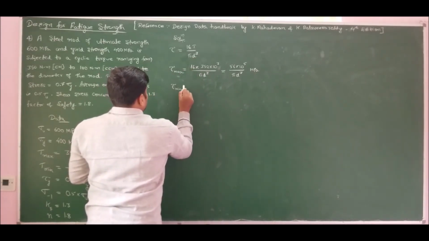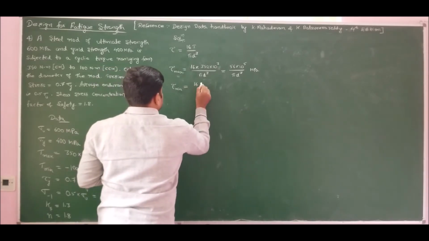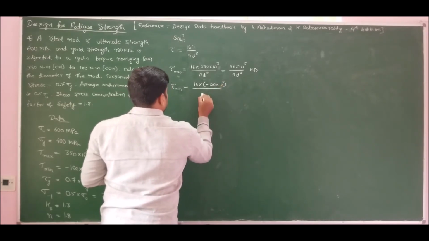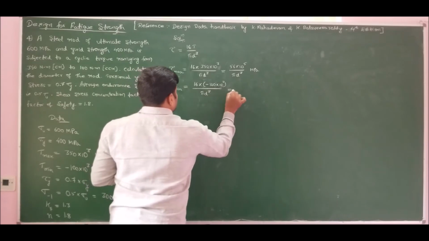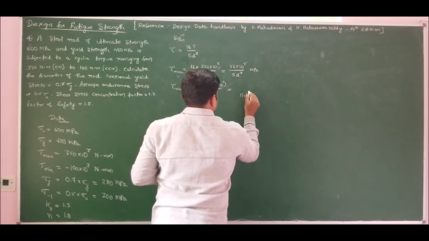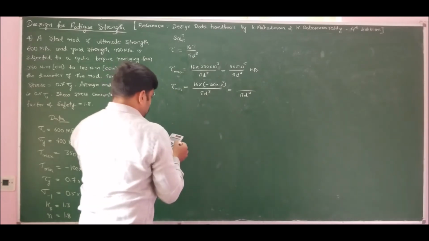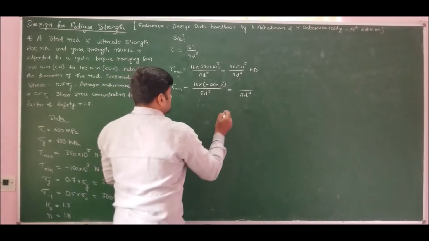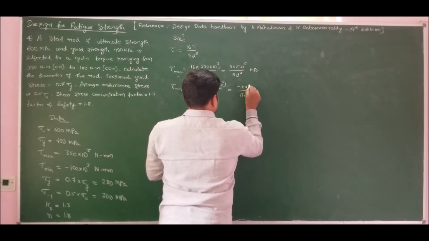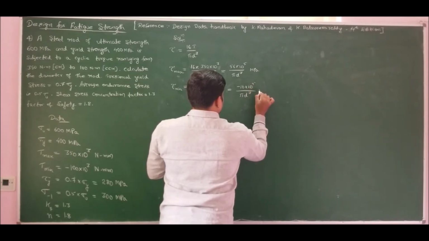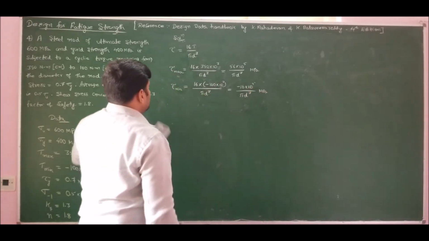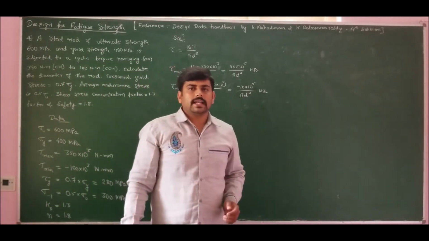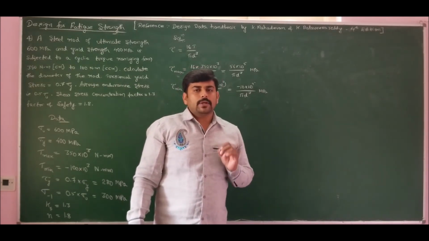Similarly, I will get minimum torsional stress as 16 into minimum torque, which is minus 100 into 10 to the power of 3, divided by pi d cube. Let me take pi d cube as unknown, so that I will get minus 16 into 100 into 10 to the power of 3, which yields us minus 16 into 10 to the power of 5 megapascals. So I calculated the values of maximum shear stress and minimum shear stress. Now I can calculate mean shear stress and amplitude shear stress.